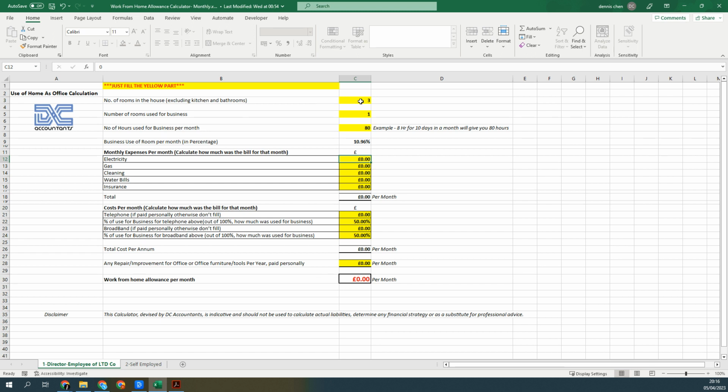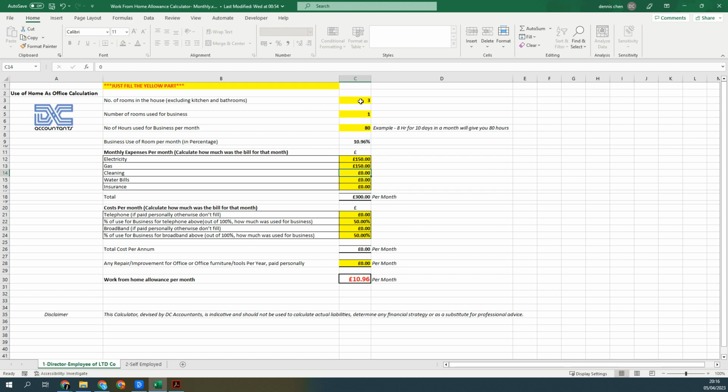So for electricity, for my house is about 150, gas 150, cleaning. So if you employ or if you hire someone to clean your house, you can claim that as an expense as well. Just ensure that you have the receipts for that as well, and you don't pay by cash, but via bank transfer or through a card.